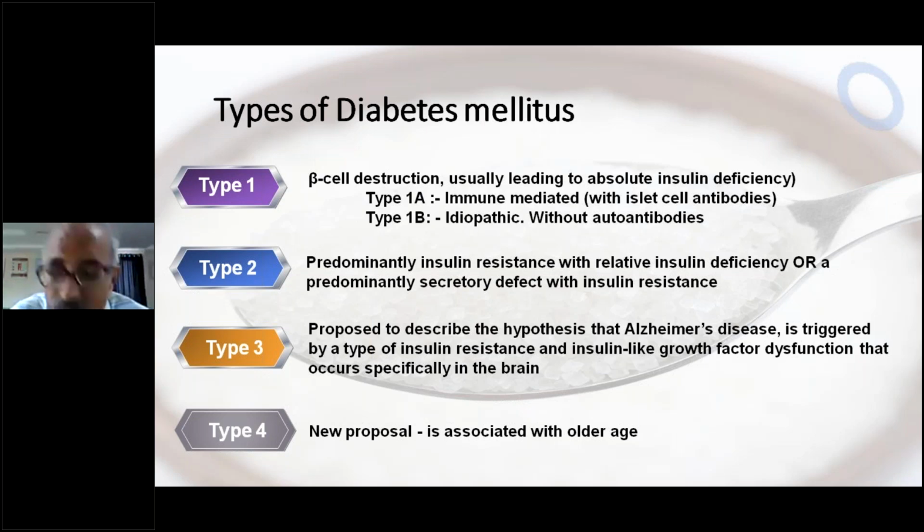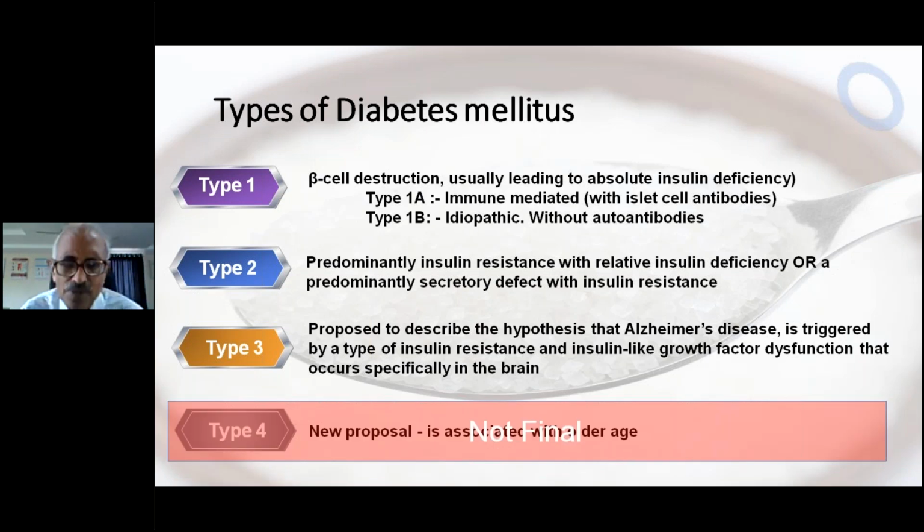And recently type 3 is also mentioned, although it's not so familiar. They proposed a specific type of diabetes that develops in Alzheimer's disease. It is triggered by insulin resistance and insulin-like growth factor dysfunction that occurs specifically inside the brain. This is the recent terminology, and type 4 and 5 have also come now. These are new proposals, not final. Type 4 is diabetes associated with onset in older age, but it's not official. Type 1, 2, and 3 are now more familiar, and 1 and 2, of course, very familiar.